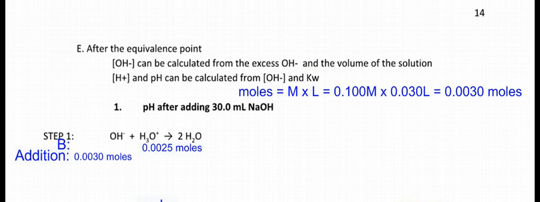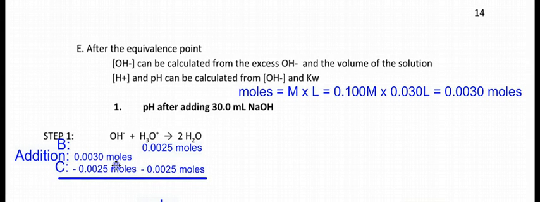Again, some things don't change. What's the first thing we find each time? It's the moles. What's our first step here? We have to use stoichiometry. We start out with, again, 0.00250 moles, but now we've added this many moles. What can we say now? Which is a bigger number, the hydroxide or the hydronium? Did you say hydroxide? So what am I going to subtract?